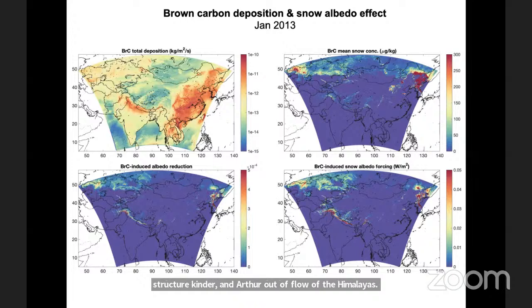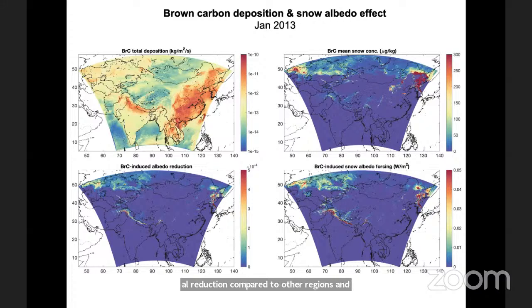And this brown carbon inside snow will induce snow albedo reduction, which is shown on the bottom left panel. As we can see here, particularly for the southern slope of the Himalaya regions, as I pointed here, you can see a relatively stronger brown carbon induced albedo reduction compared to other regions.